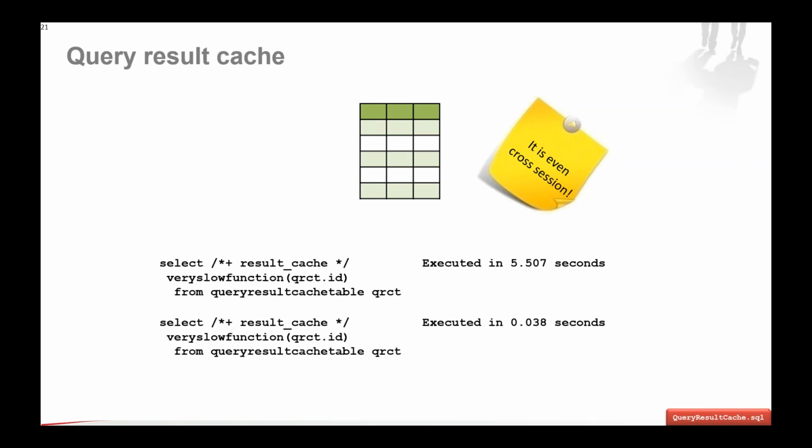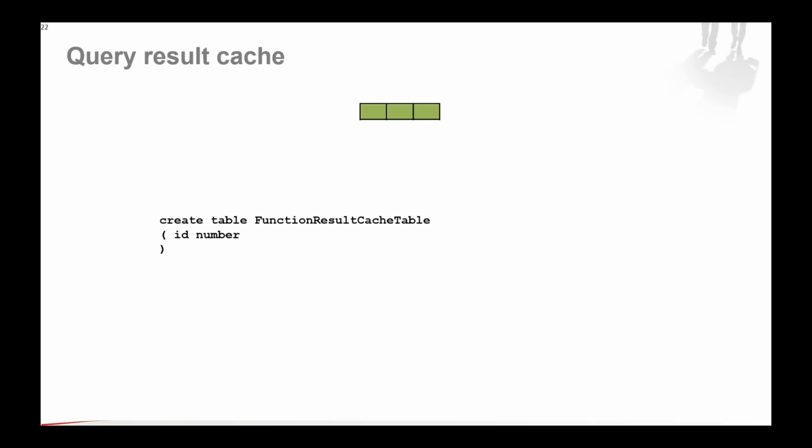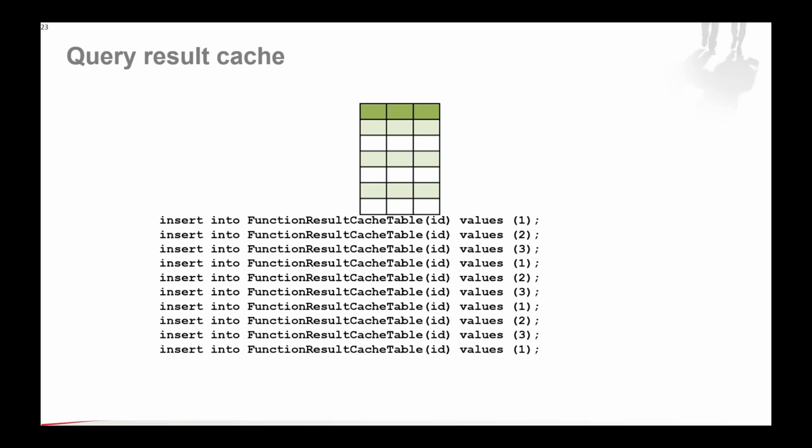If I were to run the function first, it would take me 5 seconds. If you were to run the exact same query after my execution, you would get the benefit of running it in almost no time. So let's say we create a function result cache table. We put in a couple of values. This time, just 3 unique values.